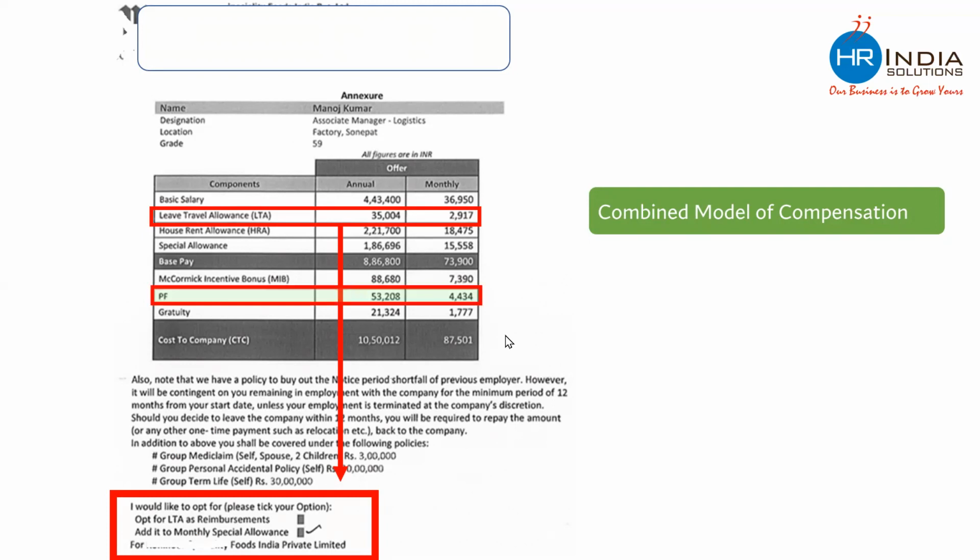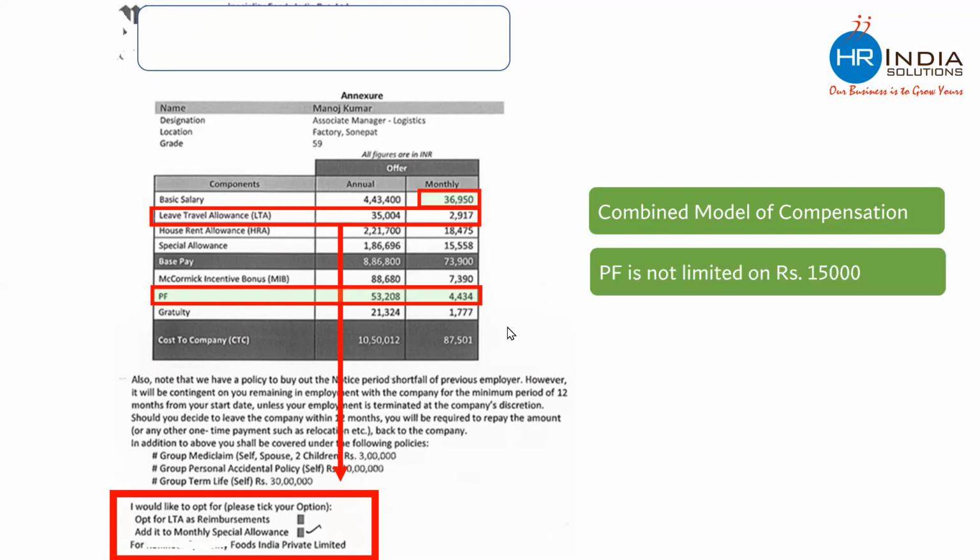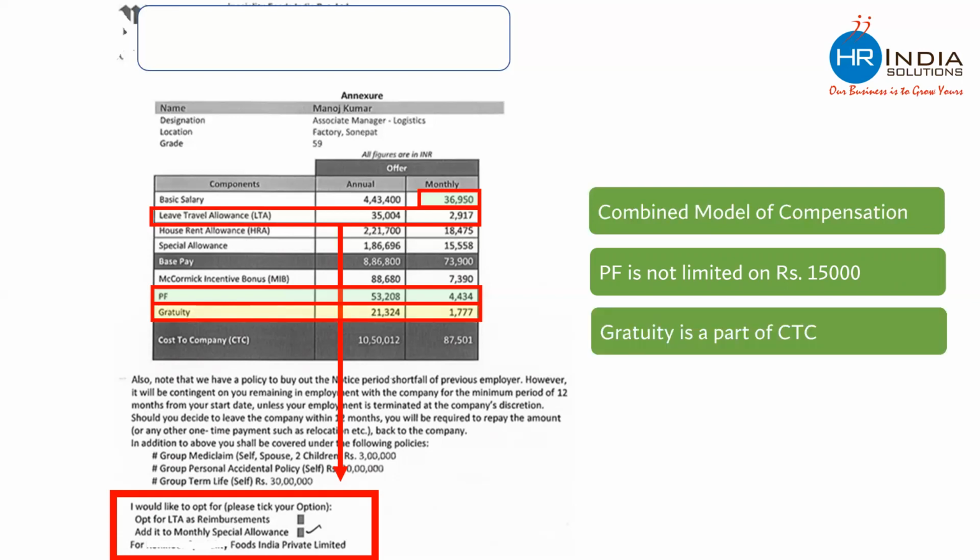PF is 4,434 and basic is 36. Basic is lesser than the previous offer letter, but PF is more than the previous offer letter. So in this company, PF contribution is not limited to 15,000. The company is paying PF on the total basic salary. You will see that the yellow colored gratuity is also appearing. Gratuity is also getting added in this CTC annexure. So gratuity is a part of CTC. This is another way of designing.